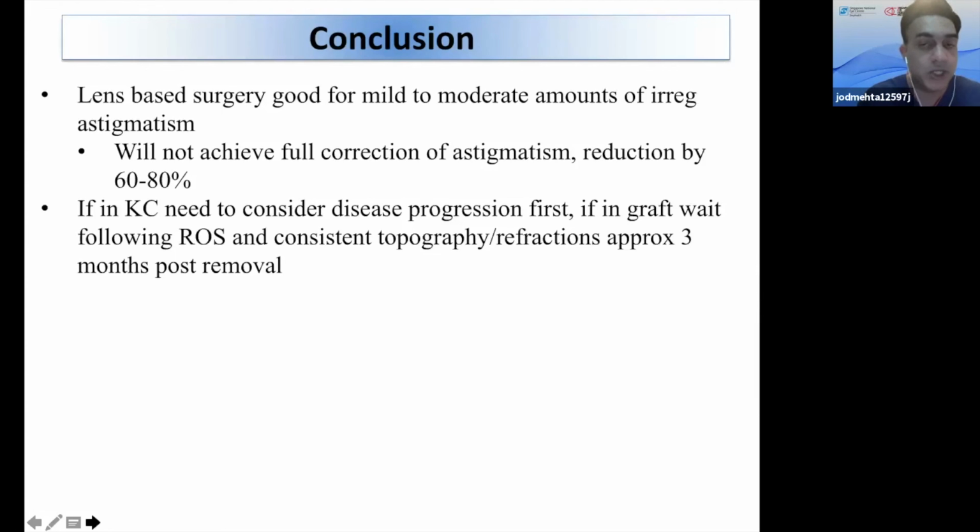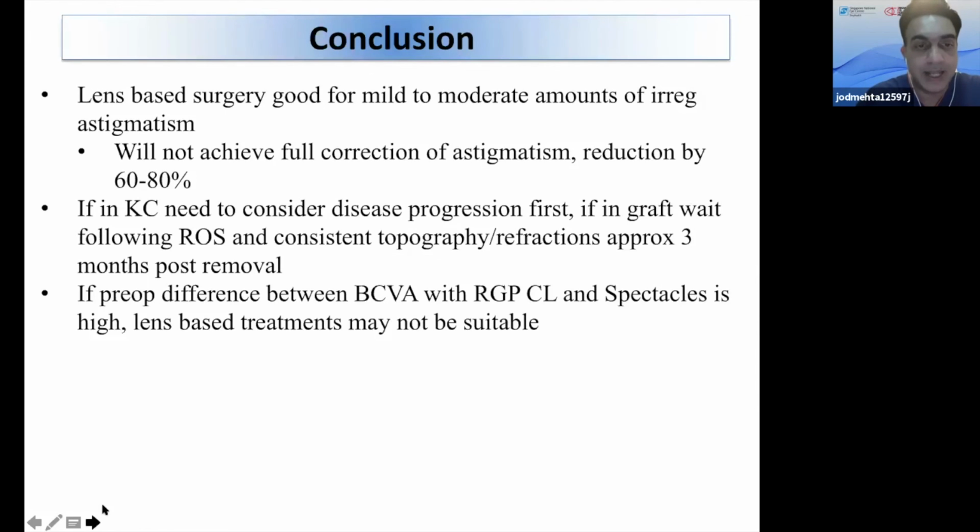Generally, in the younger patients, I do cross-link them all beforehand and wait until they're basically stable. If they have a graft, of course, you must basically remove the sutures before you're considering any graft refractive surgery, and wait for it to be stable for at least 3 months post-removal, ideally as long as possible, but at least a couple of refractive readings that have been exactly the same.